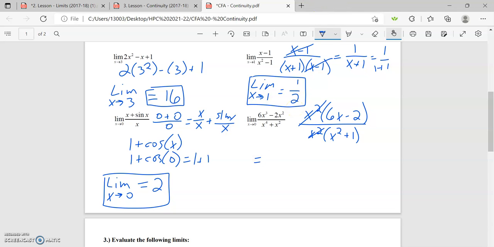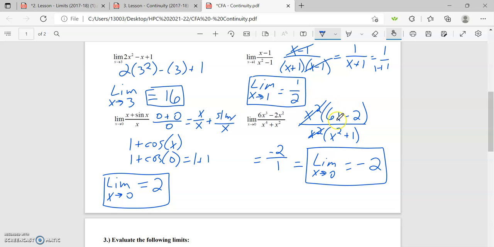So I'm going to plug that in. I'm going to say 6x minus 2, where x is 0. So I see a negative 2. And then here we get 0 squared plus 1. So we get 1. So the limit as it approaches 0 is negative 2.